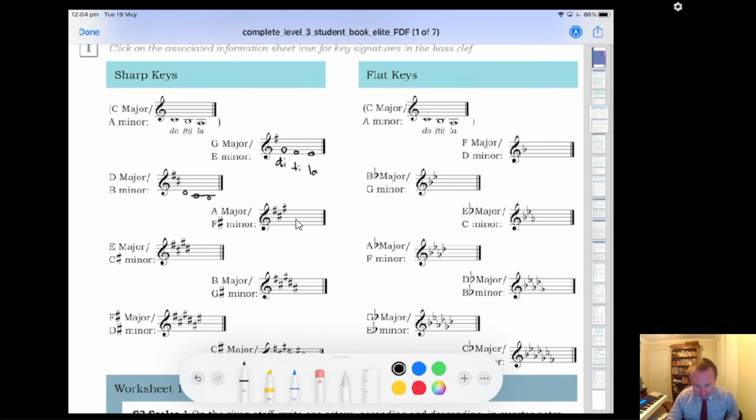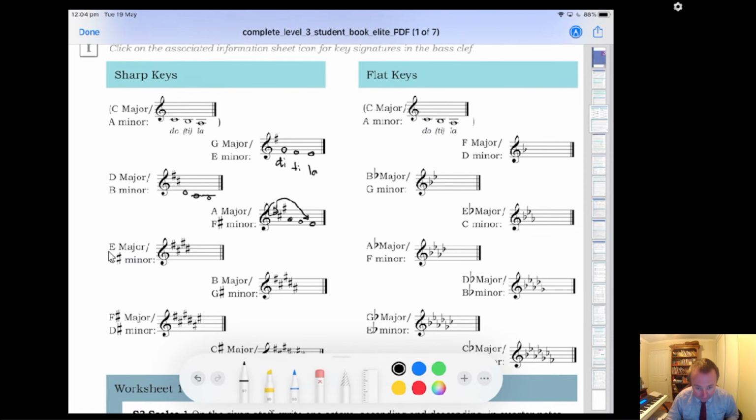Let's test the rest. Okay, so here's A major. It's telling us it's related to F sharp minor. There's the key signature of A major, 3 sharps: F sharp, C sharp, G sharp. Let's double check it. A is the Do, G is the Ti, therefore F sharp is the La. Why is it F sharp? Because of the key signature. It's really important to keep that in mind. It's F sharp.